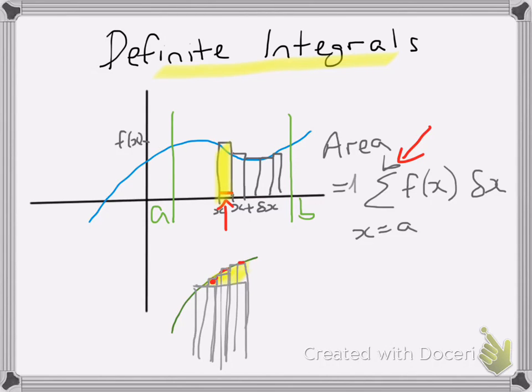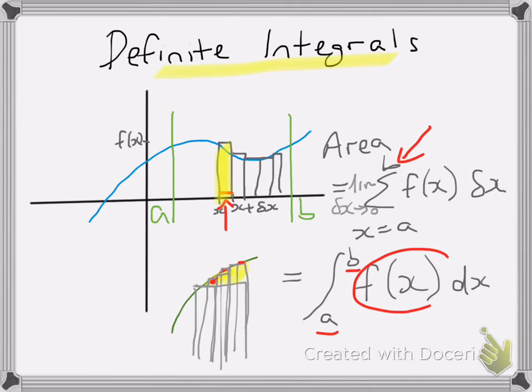So what I do is I take the limit as delta x approaches 0 of this sum. And it turns out that in like the 1670s or something, Leibniz and Newton at the same time proved that this was actually the integral from x equals a to x equals b of f(x) dx.